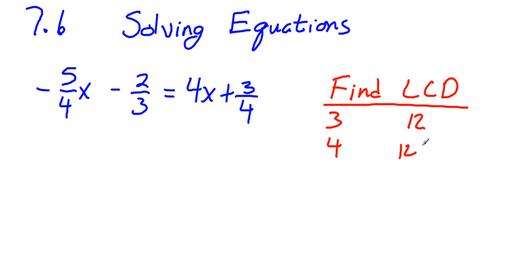Now, here's where we're going to change up a little bit, though. This is where we're going to do it more like the complex fractions. Once you find the least common denominator of 12, instead of rewriting everything with that common denominator, we're going to multiply everything by that common denominator.